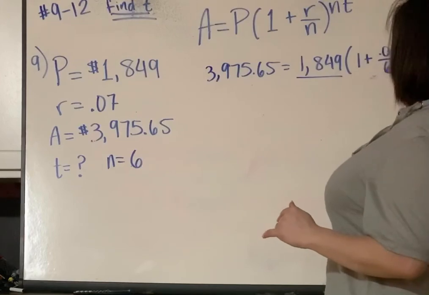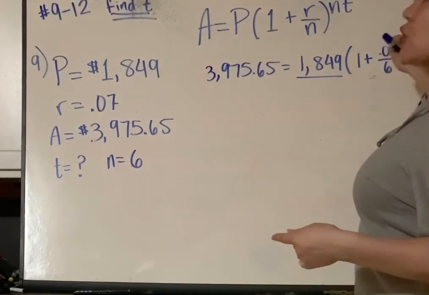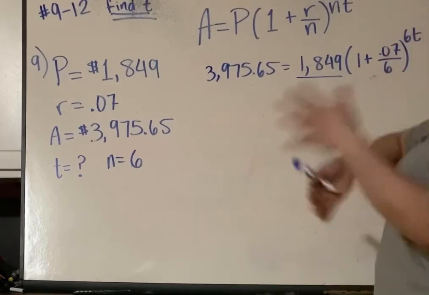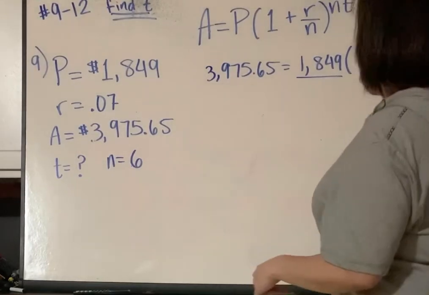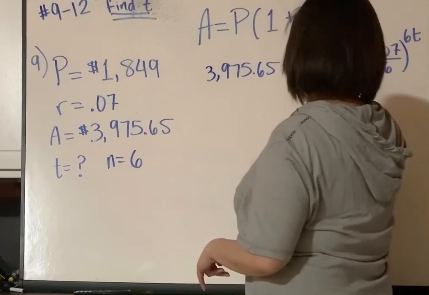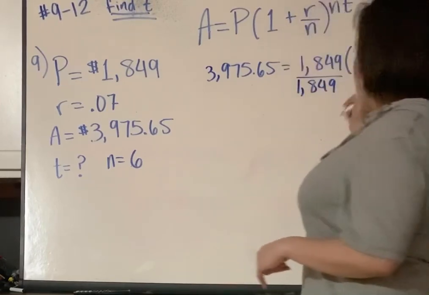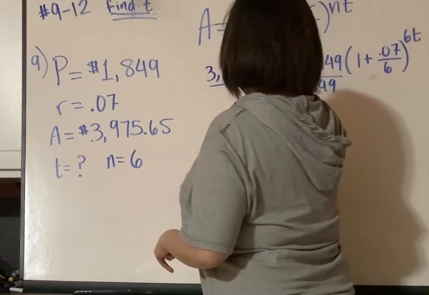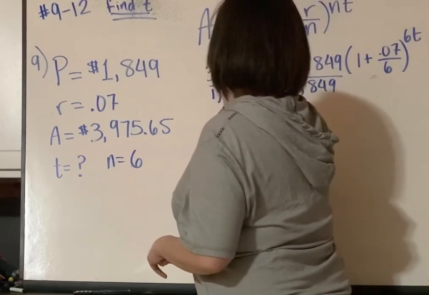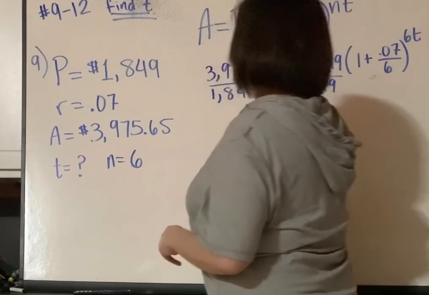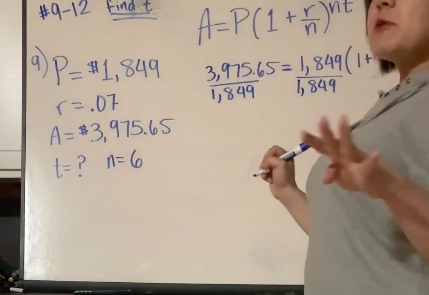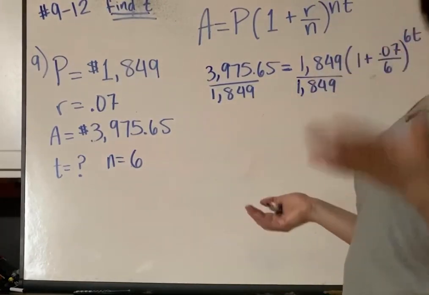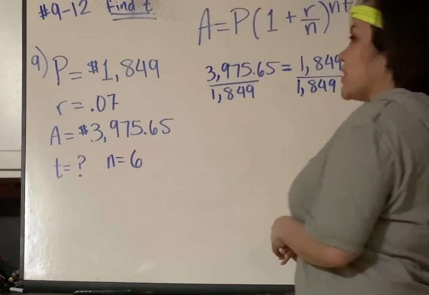The t is an exponent, okay? So I want to clean it up where this stuff is alone, and then figure out how to tackle it from there. So I'm going to divide both sides by that 1,849. That will help me a little bit. We are going to have to round along the way. I'm going to round to 4 decimal places to keep our answer as accurate as possible, and then at the very end, we'll do our final round.